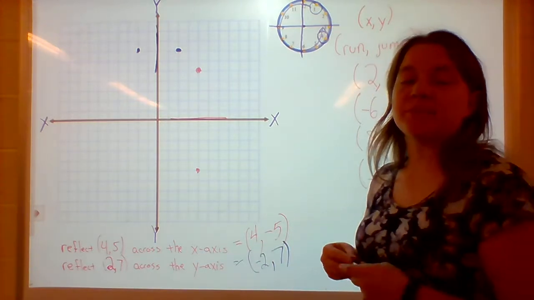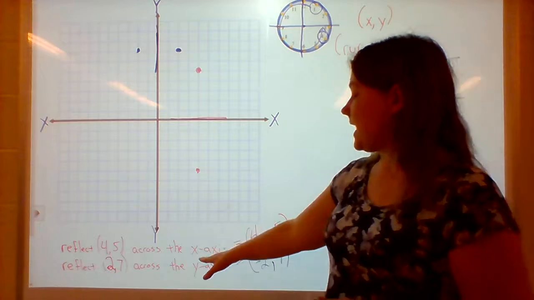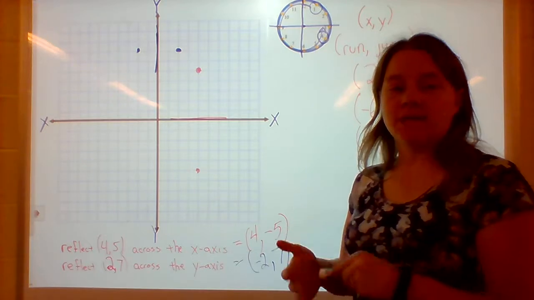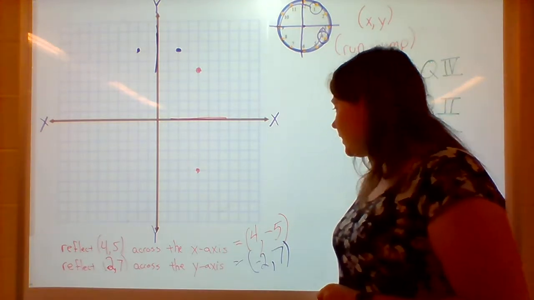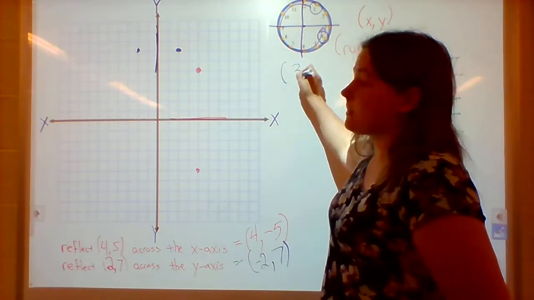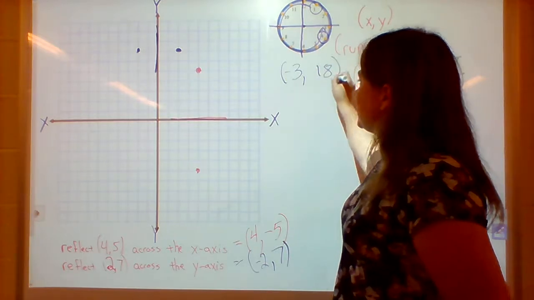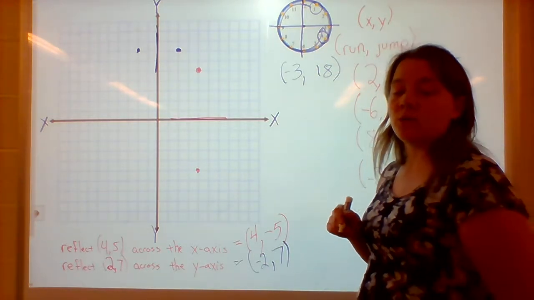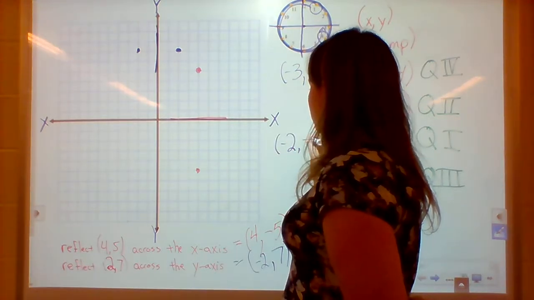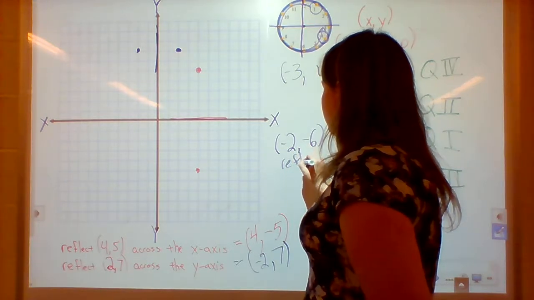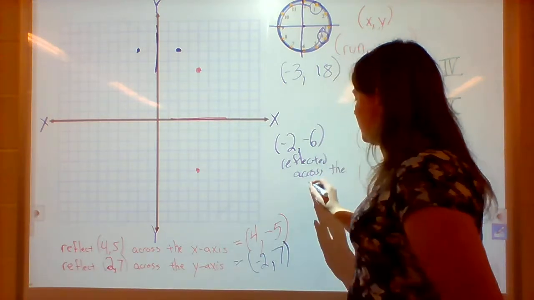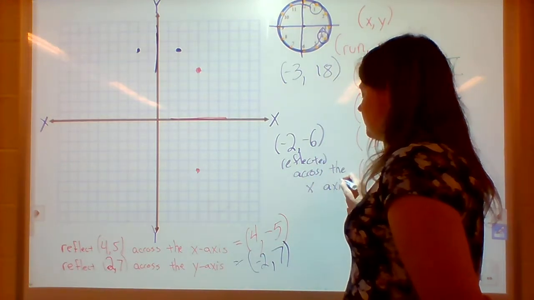So when you reflect something across an axis, you keep the coordinate for the axis it's asking about, and then you have to find the opposite of the other coordinate. What you're going to do is you are going to tell me what quadrant -3, 18 is in. You're then going to tell me what the new coordinates would be of -2, -6, reflected across the x-axis.